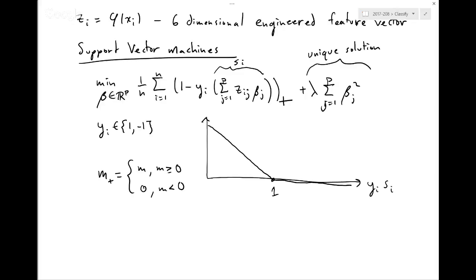And then if it drops below 1, this is going to start to be positive, and it's going to have slope minus 1 as we increase. So that's the idea, and that's what we're seeing here. And then we add in the sum of squares. So this is the typical regularized form of support vector machines.